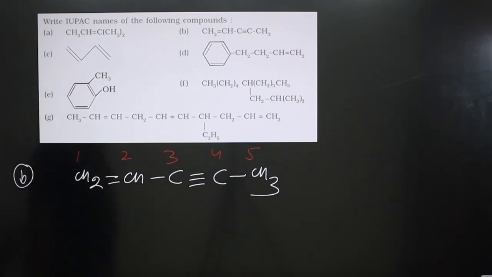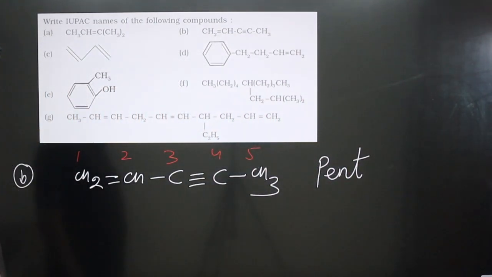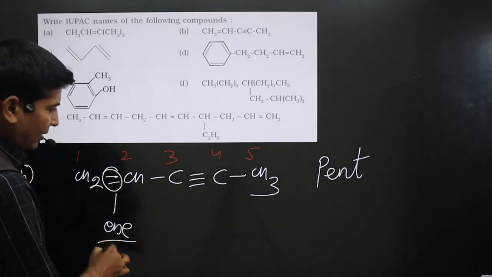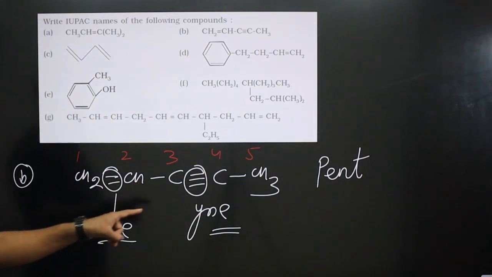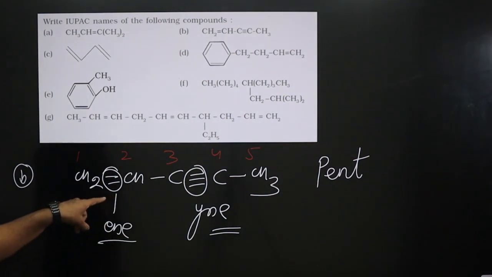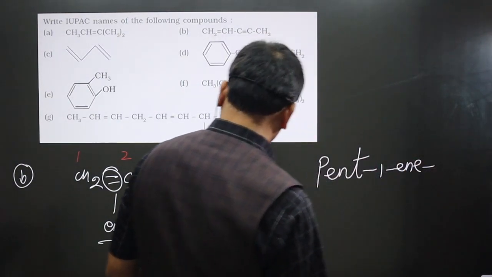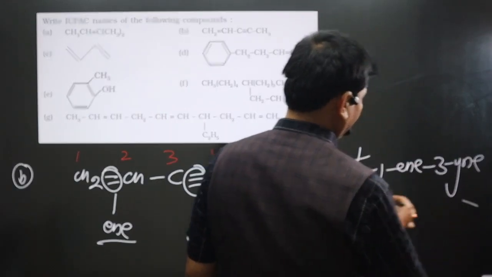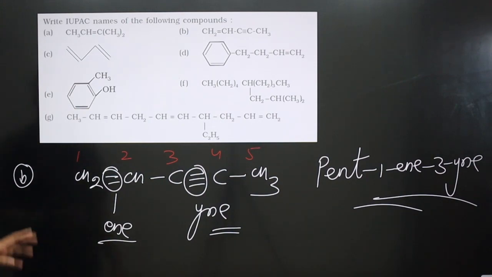Okay, so first of all the parent chain, we have pent. Then this is ene, and this is yne. Okay, so alphabetically we can arrange: E comes first, Y comes later. So in the first carbon you can see ene is coming, pent-1-ene, and then we have 3-yne. So pent-1-en-3-yne, this is the name of the second compound. Okay, move on to the next one.